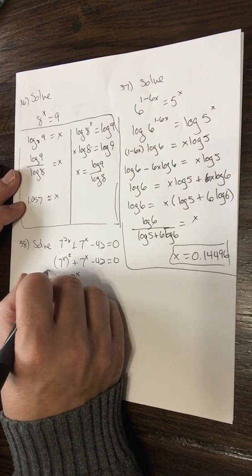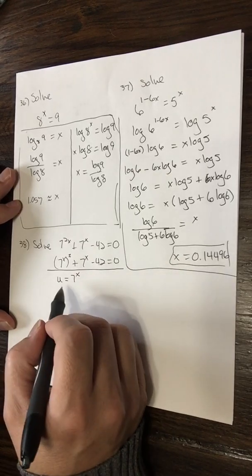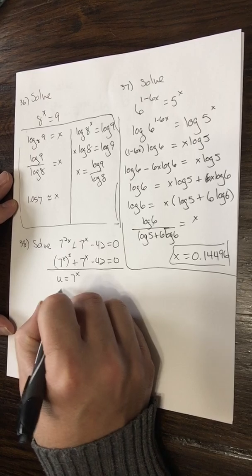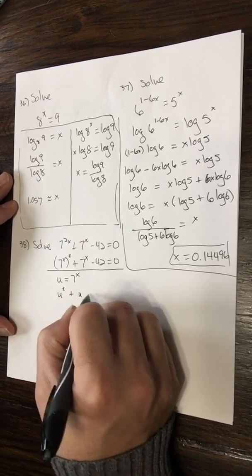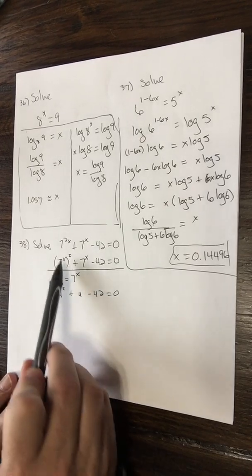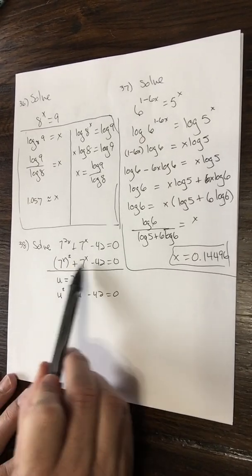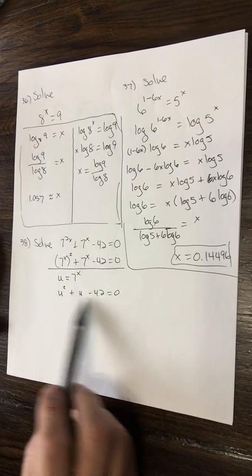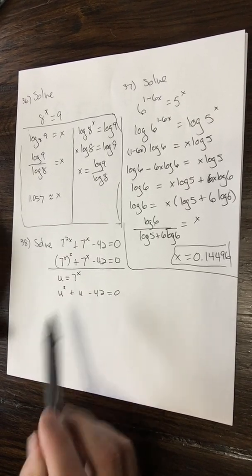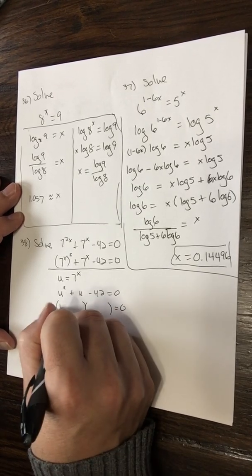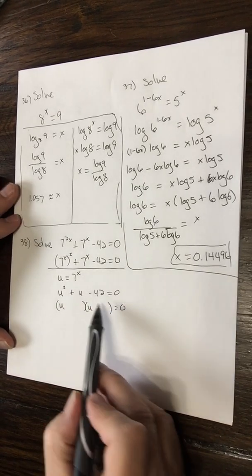I'm going to make like a little mark in the middle of my problem here. What that means is I could rewrite this for the moment as u squared plus u minus 42 equals 0. I just took 7 to the x out and I put u in, so u squared and u. Now that I did the u substitution, I can see that I can factor this pretty easily, right? So I'm going to set parentheses, and I'm going to factor this. Put a u there, put a u there.